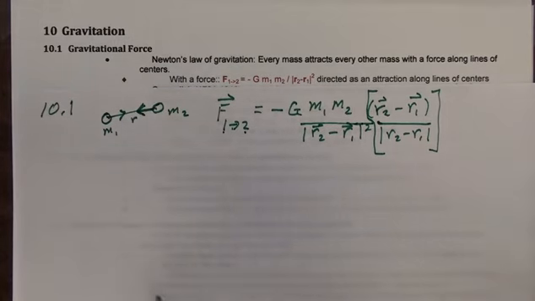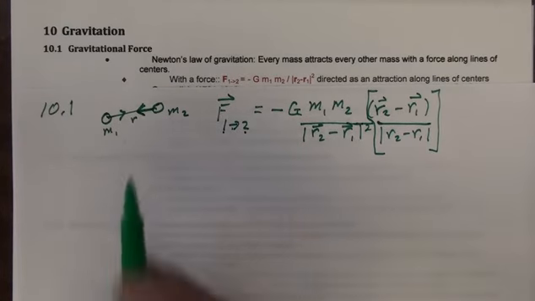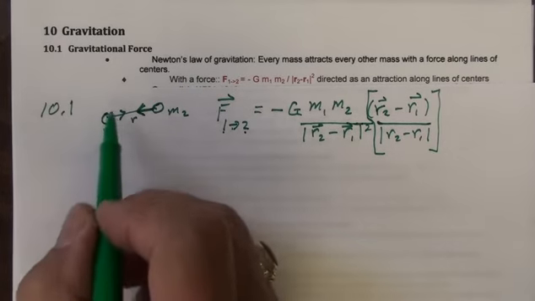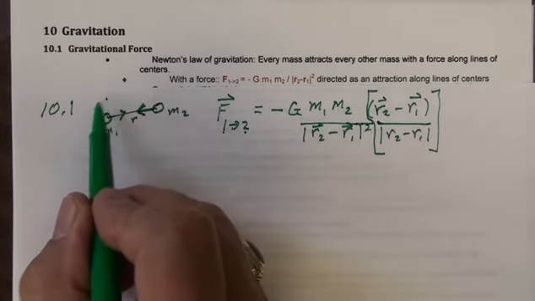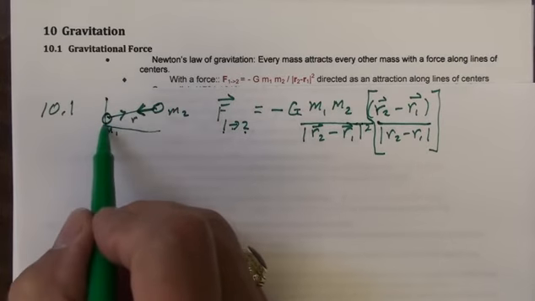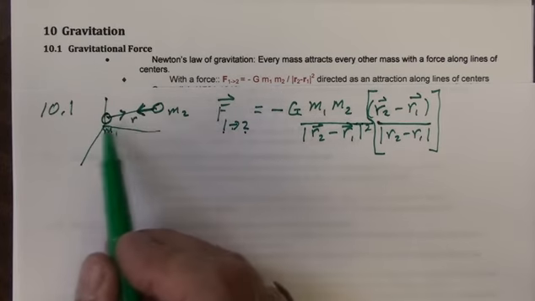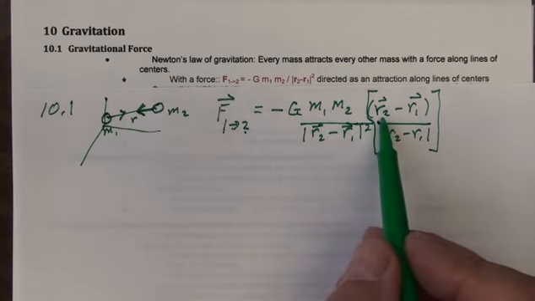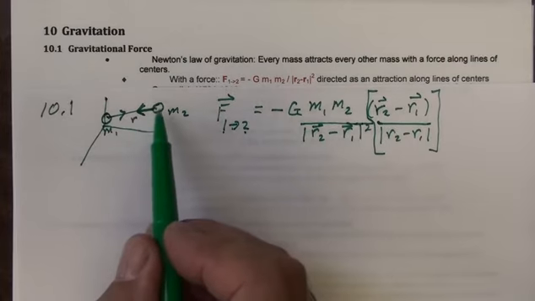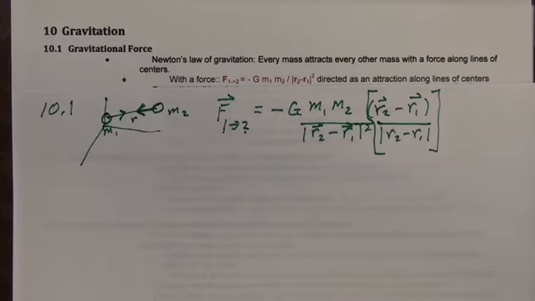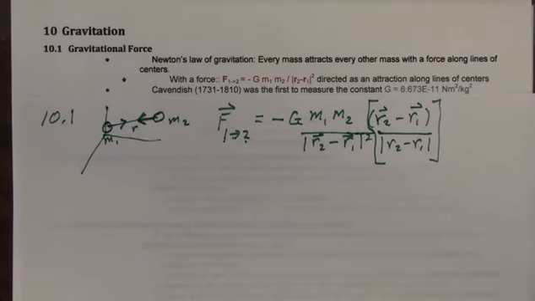And you can see that if we had a coordinate system here so that r was equal to r2 minus r1, it would in fact be in this direction. I believe I have the signs on that correct. I'll check on that in a minute.